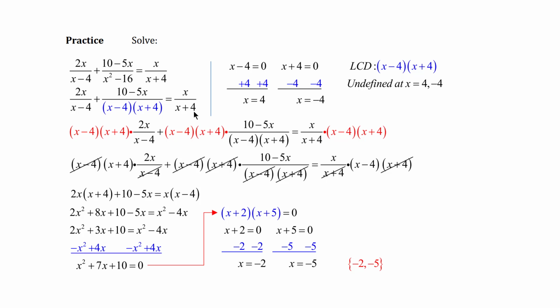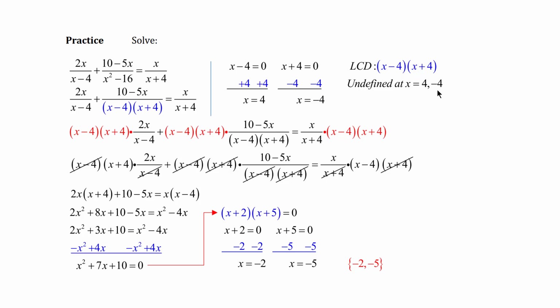Next, we find the domain, so we take each denominator and set it equal to 0. So I have x minus 4 equals 0 and x plus 4 equals 0. Solving the first equation for x, we just add 4 to both sides. The result is x equals 4. Solving the second equation for x, we subtract 4 from both sides. The result is x equals negative 4. So our rational equation is undefined at x equals 4 and negative 4.